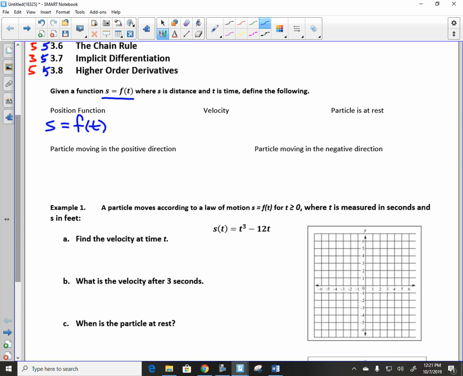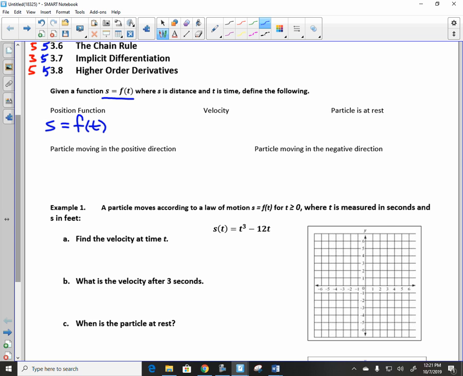So if you see the variable s, generally that's referring to where something is at a given time. I want you to think of this as a particle moving along the x-axis, so really across the number line. It might be at point 10, then move backwards to -8, then move forward to say 100, so you have this particle moving back and forth.